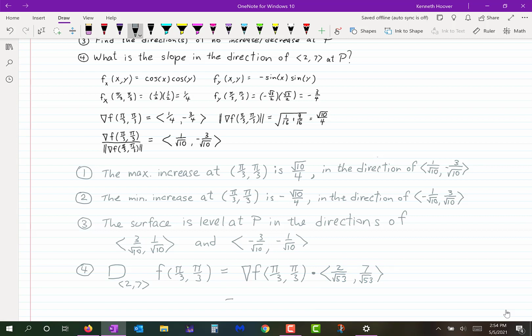All right, so what is that going to be? What's the gradient at pi over 3, pi over 3? We already found that up here. Okay, so we have 1/4, negative 3/4, and we want the dot product of that with our direction vector 2 over root 53, 7 over root 53.